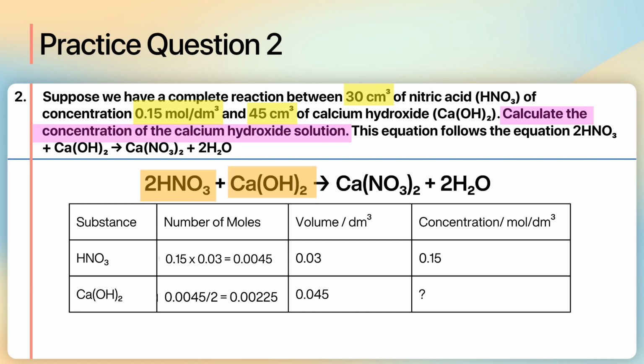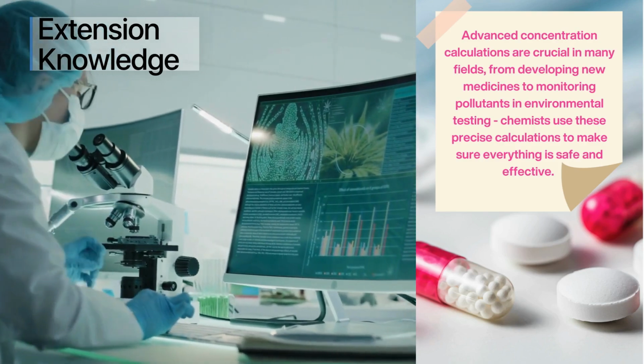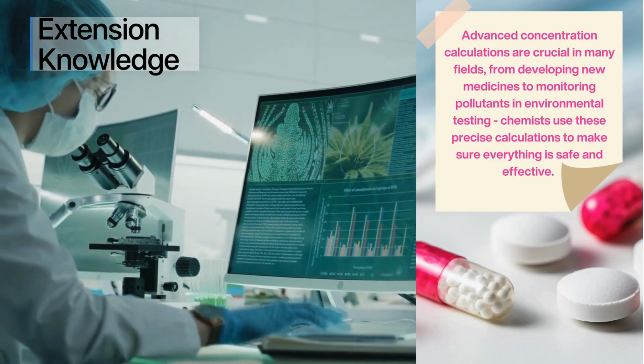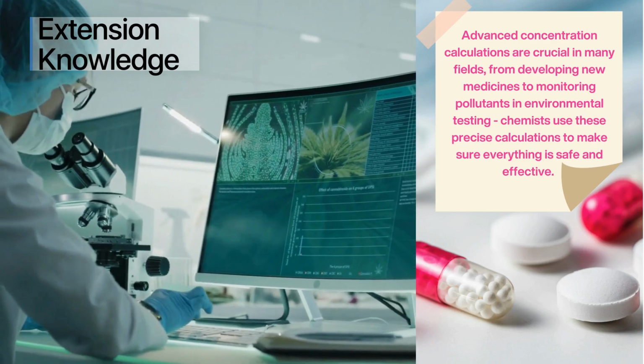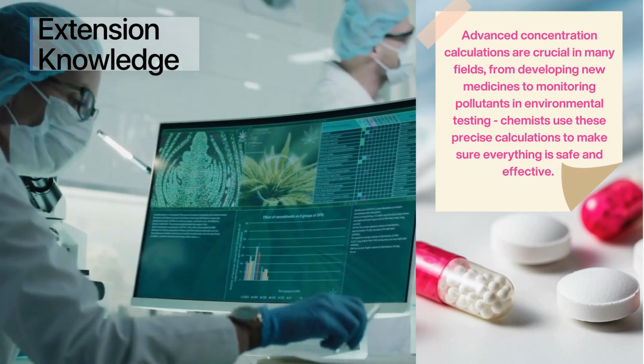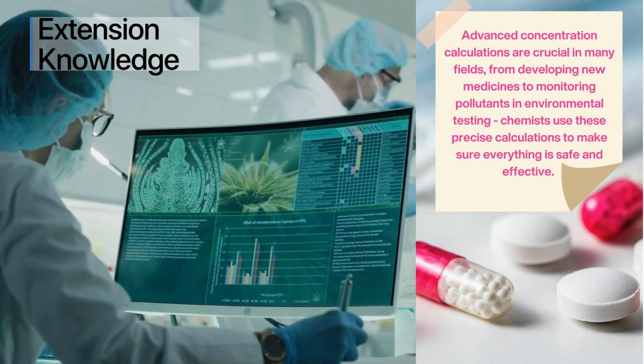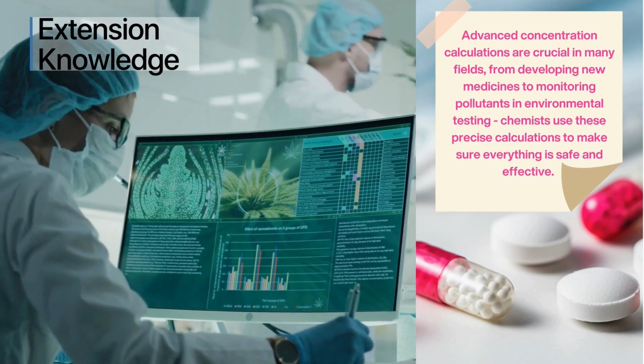The concentration of Ca(OH)2 is the moles divided by the volume, which is 0.00225 divided by 0.045 to get 0.05 moles per decimeter cubed. Great work on those questions. But why is this important? Well, advanced concentration calculations are crucial in many fields, from developing new medicines to monitoring pollutants in environmental testing. Chemists use these precise calculations to make sure everything is safe and effective. It's a perfect example of how chemistry is essential in making a real difference in the world.